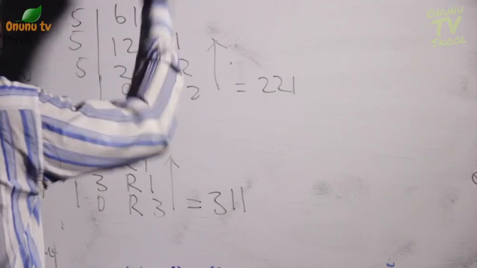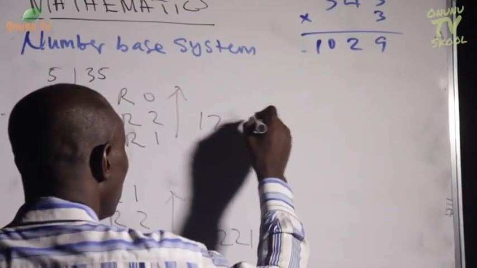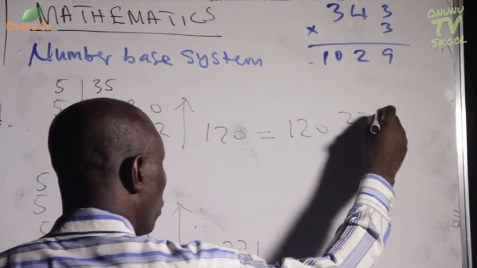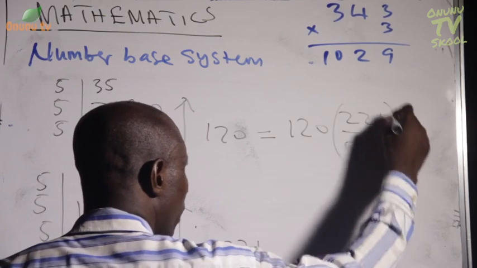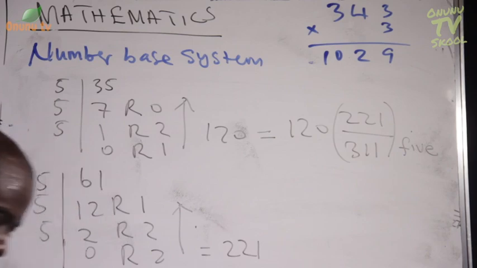Now on the whole, combining all, this will give us 120 and 221 all over 311, all in bracket base 5. That's our final answer. So that's how to evaluate a problem of that nature, in case you come across it in an exam.